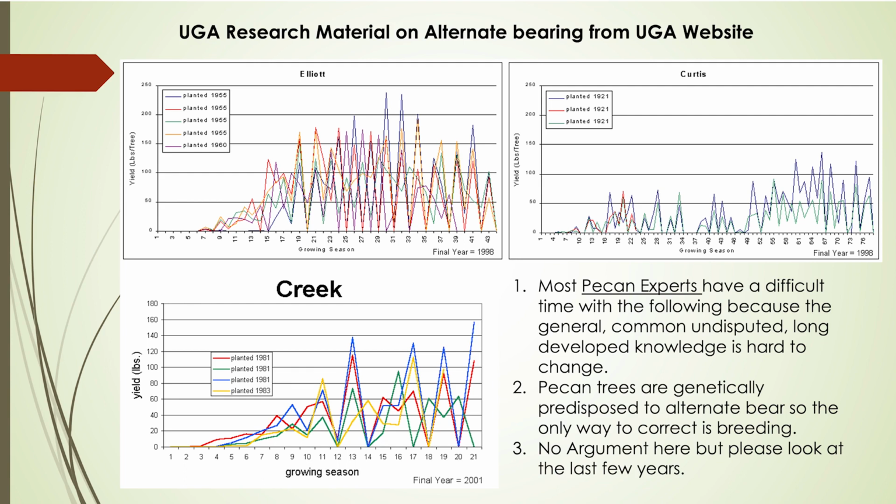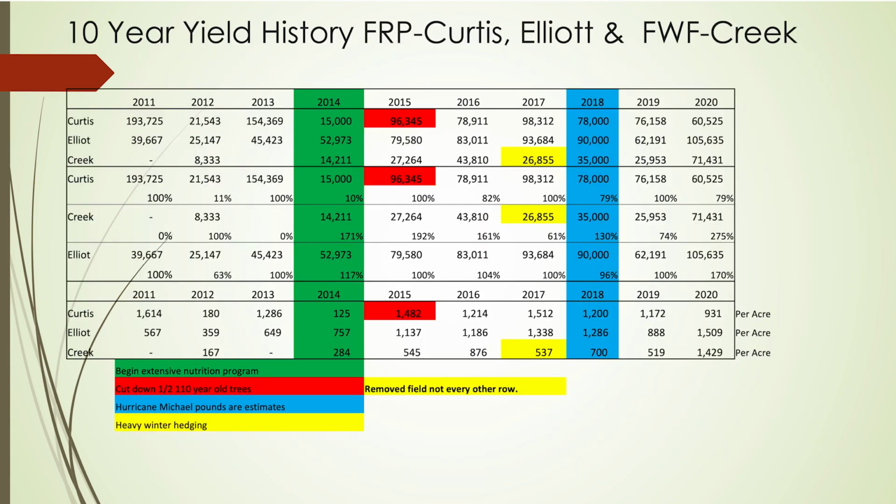They do pretty much exactly what creeks are supposed to do when it comes to alternate bearing. So here is a 10-year history on the Curtises at Flint River, the Elliots at Flint River, and the creeks at Frank Weatherby Farms. These are the creeks that are planted right along the highway on 19 before you get to the ditch and the big power line if you're heading south.